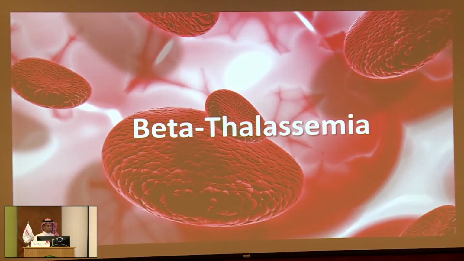In beta thalassemia, you have a problem of making the beta chains, and these patients are unable to produce enough red blood cells. Therefore, they rely on blood transfusion since early infancy.